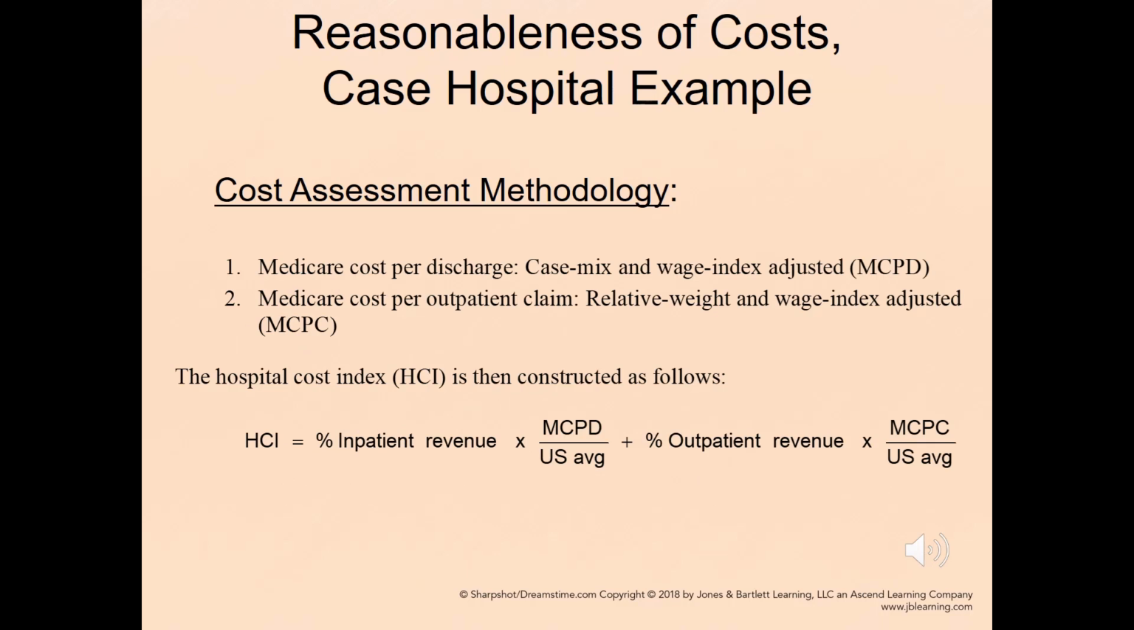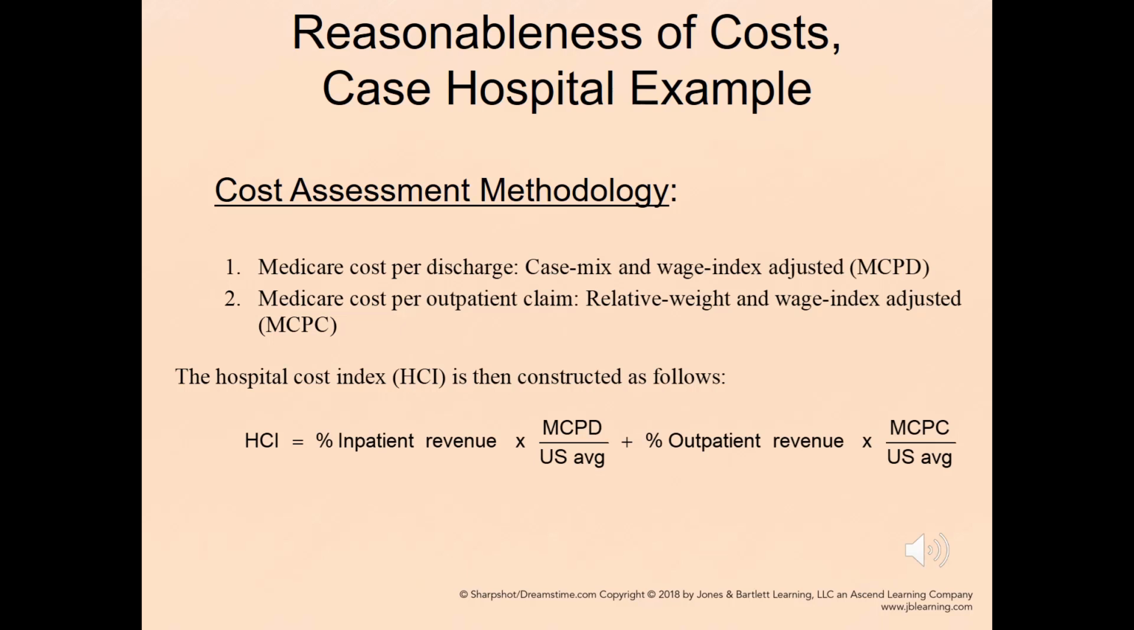As we continue to look at the reasonableness of cost with this case hospital example, we need to look at our cost assessment methodology. The first is the Medicare cost per discharge, which is the case mix index and the wage index adjusted, or the MCPD. Case mix index is simply a weighted system that measures the acuity of the patients that are in the hospital. And the significance of that is that the higher the acuity, the longer the length of stay, and the more consumption of resources, the higher the cost that it's going to be.